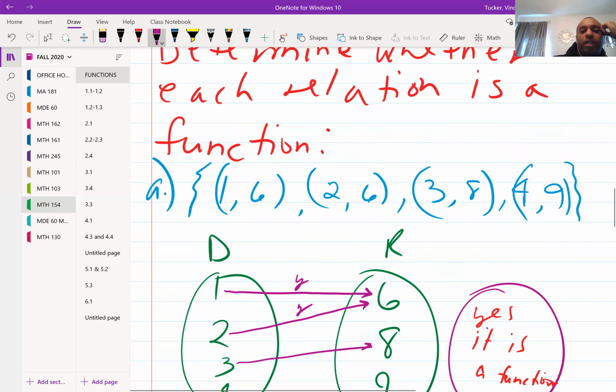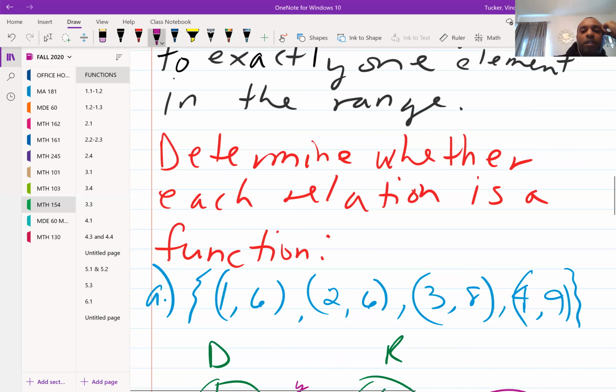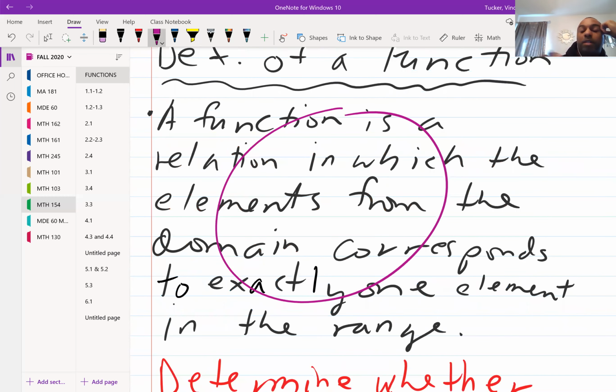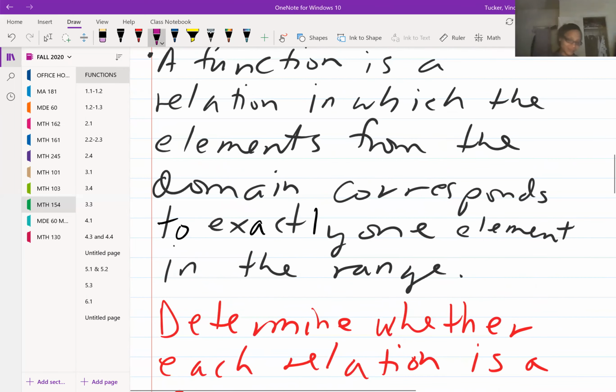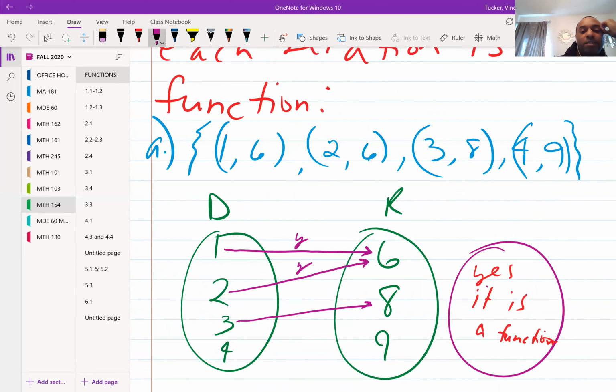Right? And that's what we said. Remember the definition of a function is that each element in your domain goes to exactly one element in the range. So what we're trying to do is make sure that each element in our domain goes to exactly one element in the range.